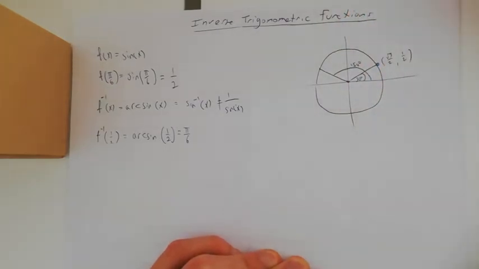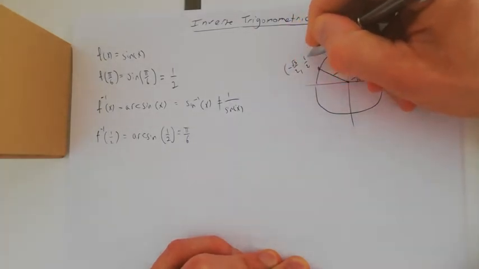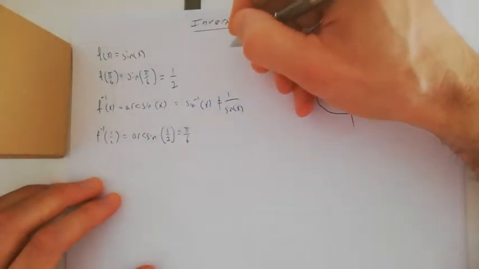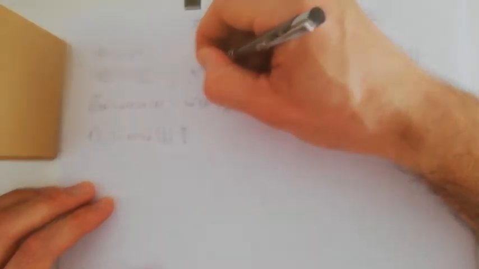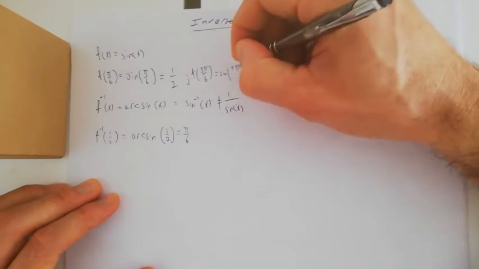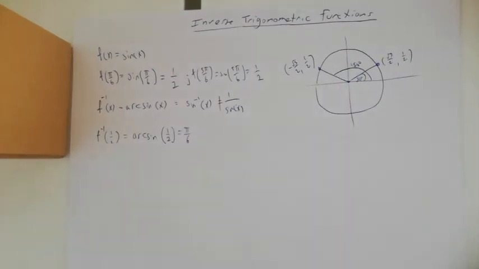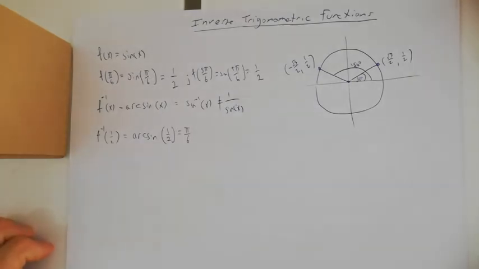150 degrees, for which this point is minus root 3 over 2 comma 1/2, and that means of course that if I ask how much is f of 5 pi over 6 or 150 degrees, that is sine of 5 pi over 6, which is again 1/2. However, if we ask the calculator how much is arcsine of 1/2, it never gives the answer 5 pi over 6, it always gives the answer pi over 6.